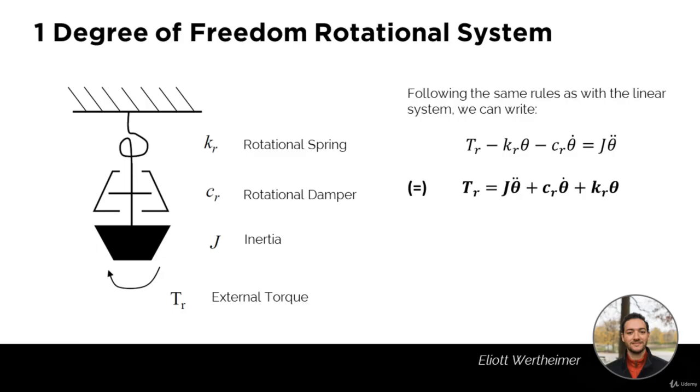Tr equals J multiplied by the second derivative of the angular displacement theta plus the damping coefficient in the rotational direction multiplied by the first derivative of the angular displacement theta plus the rotational spring constant multiplied by the angular displacement theta. So again, this is a second order differential equation in the rotational direction.